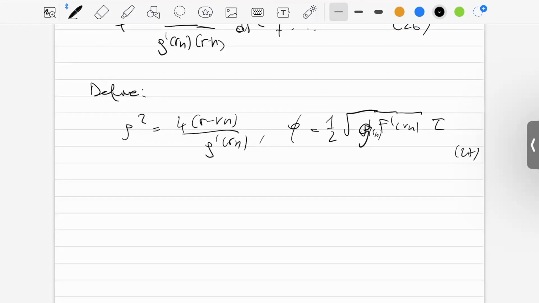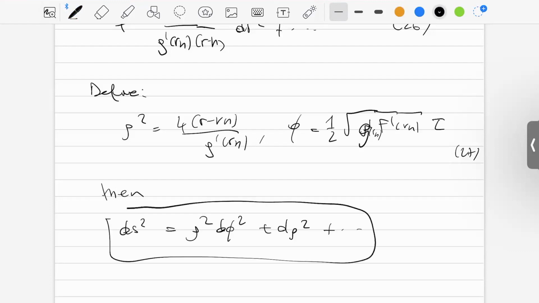Now, if we make this change of variables, then the metric changes in the following way: ds squared is equal to rho squared times d phi squared plus d rho squared, plus, of course, the other terms. This expression of the metric is famous because it's just polar coordinates. So rho and phi can be interpreted as polar coordinates.